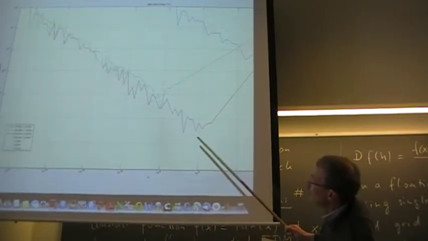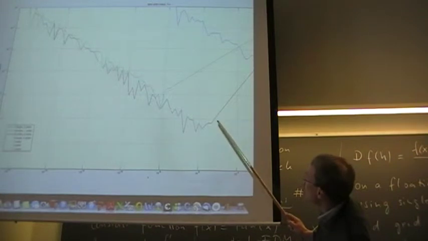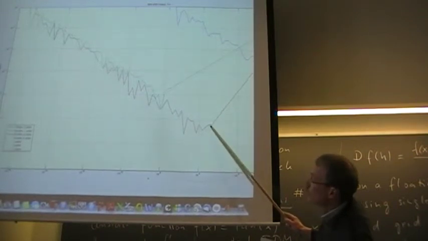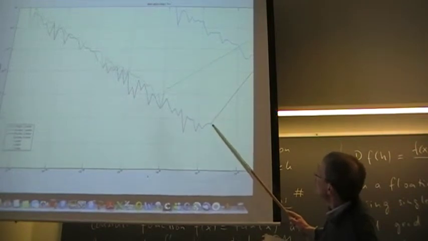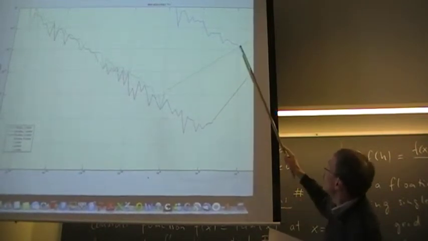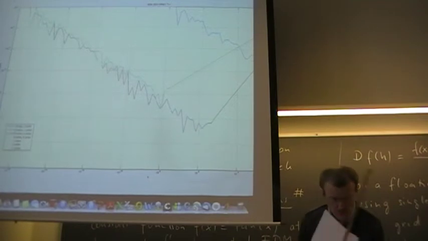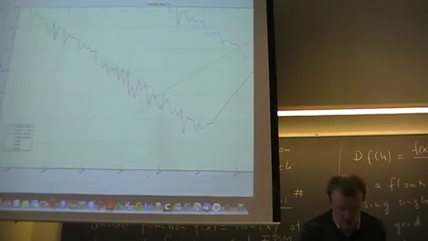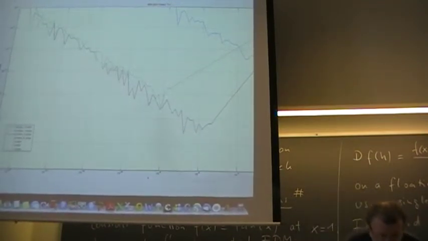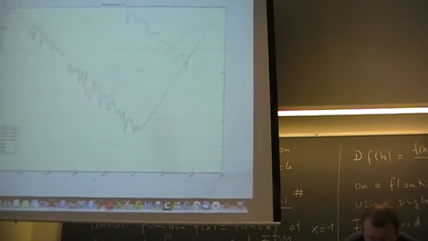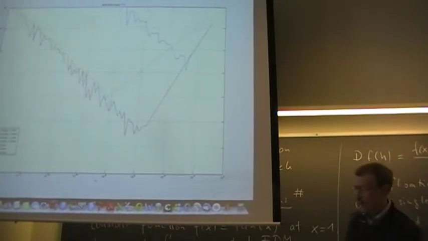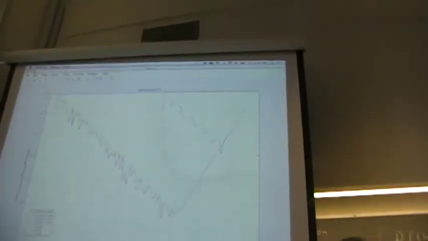Let's see. We are looking now for this here, for the double precision, that is the red curve here. The picture is not totally on it. Okay, now we have it. Now it's better.